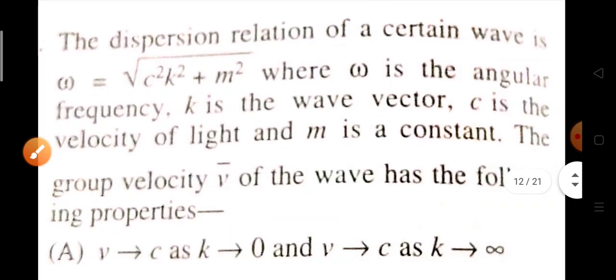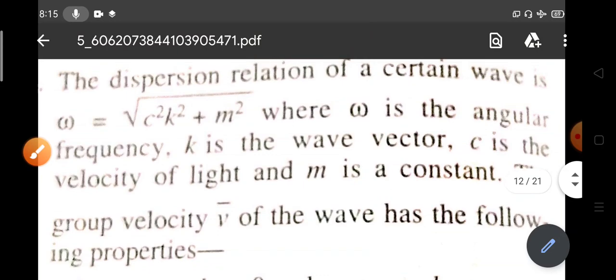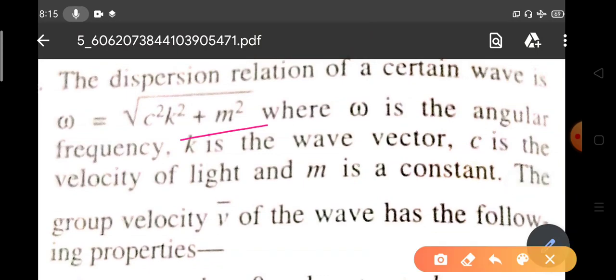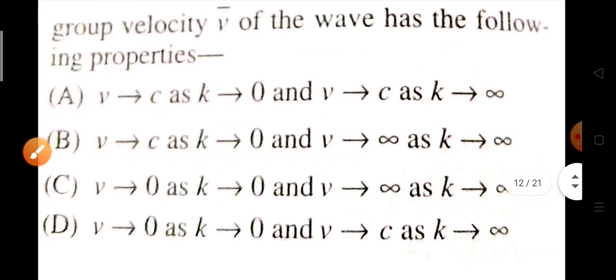The next question is, the dispersion relation of a certain wave is omega equals root over c square k square plus m square, where omega is the angular frequency and k is the wave vector, c is the velocity of light, m is a constant. Now the group velocity v g of the wave has the following properties.